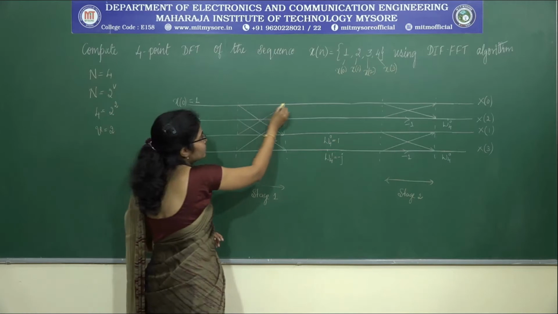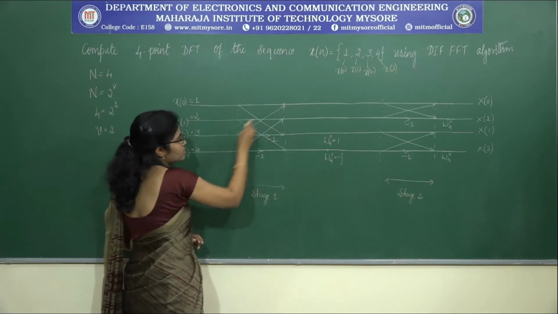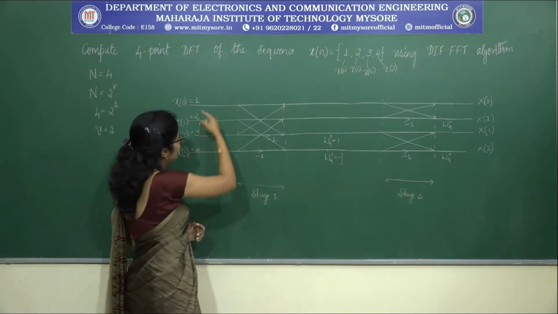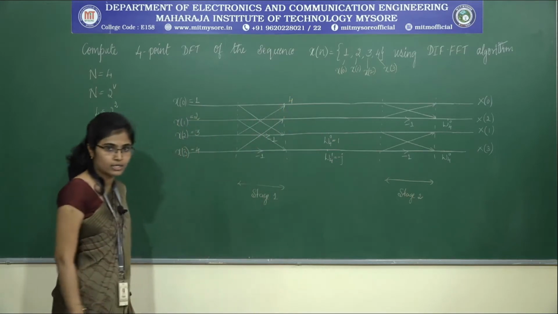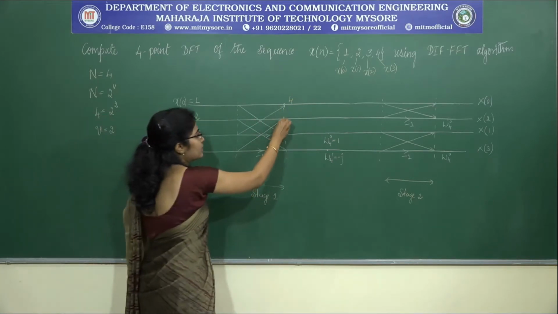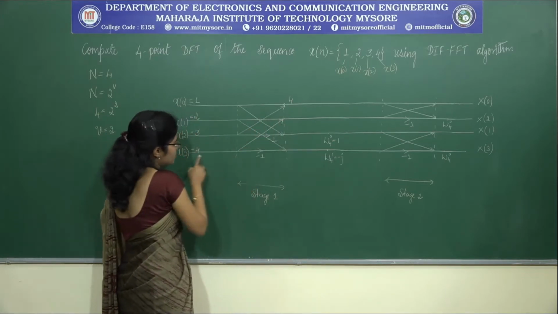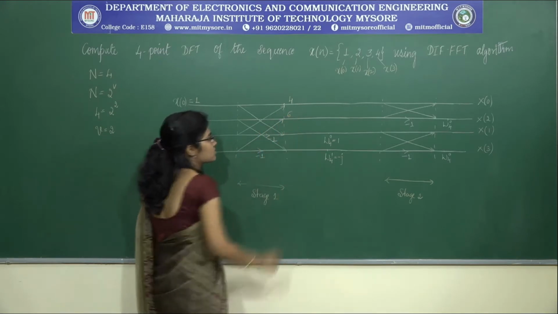The signal coming from this branch is 1. The signal coming from this branch is 3. What I need to do at this point? I need to add the data. So, if I add 3 and 1, we get 4. Similarly, coming to this point, here the signal coming is 2 and from this branch the signal we are getting is 4. 2 plus 4 is 6.